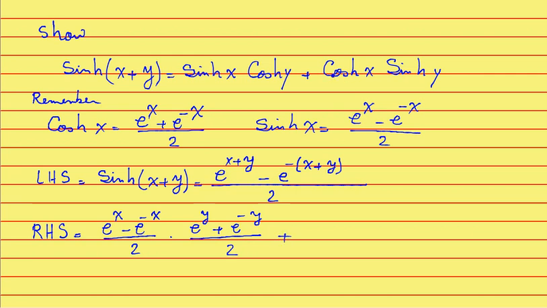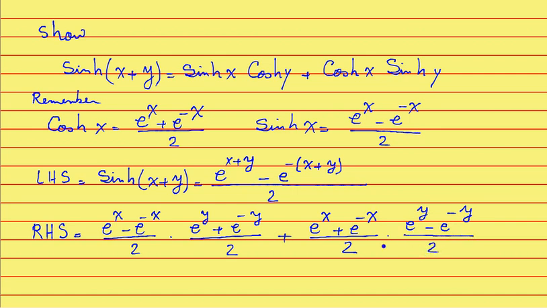plus cosine hyperbolic of x. That's just a copy of this, so I write exponential of x plus exponential of minus x divided by 2. Sine hyperbolic of y, just same as this. Instead of x, I write the y, so times exponential of y minus exponential of minus y divided by 2.